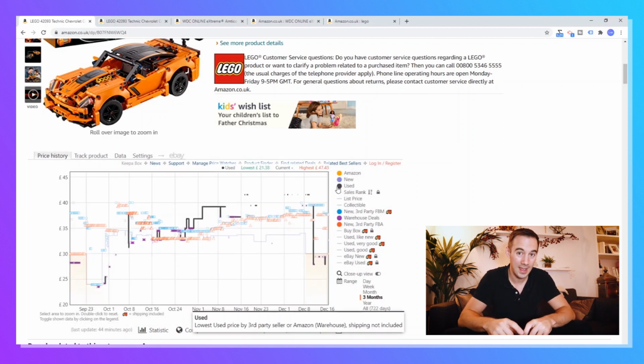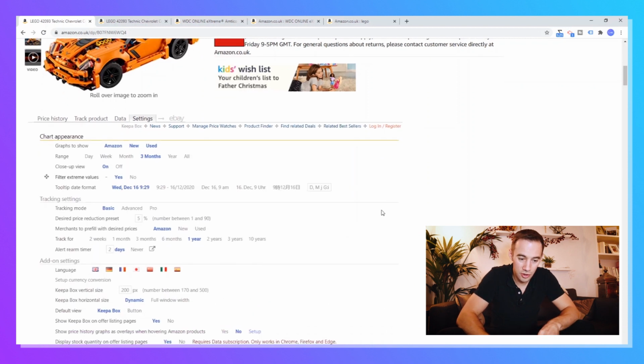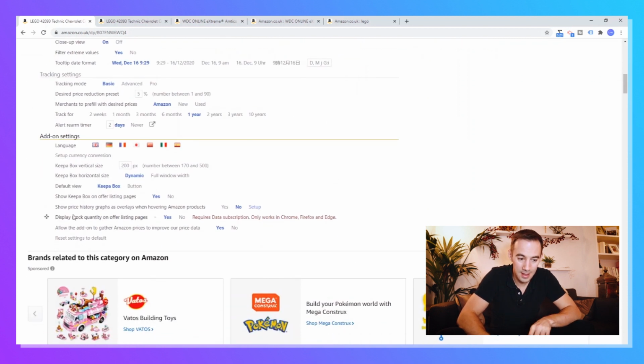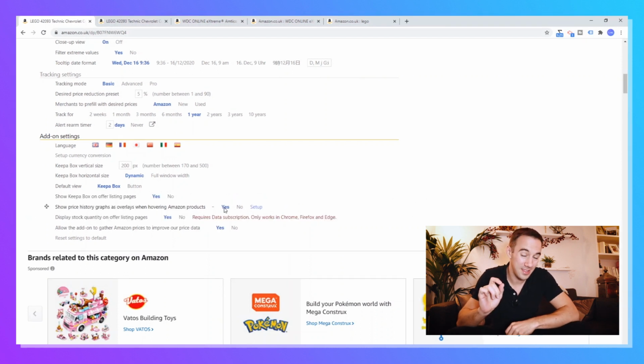Now, this hack here is about how to see the sales rank line without actually paying for it. So let's get into it. You want to come over to here, go to settings, and move down a little bit, and it says, show price history graph as overlay when hovering on Amazon products. Turn it to yes. Now, I've tested this. When you just do yes, it doesn't show up.